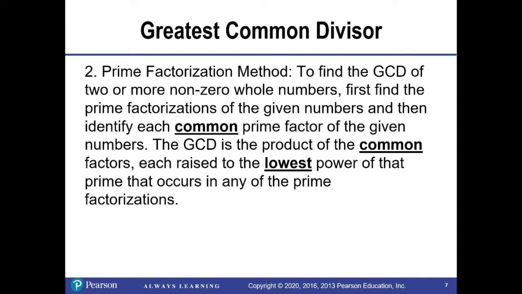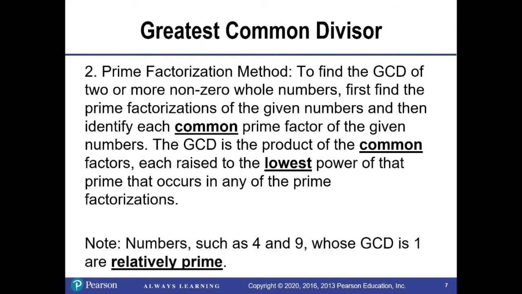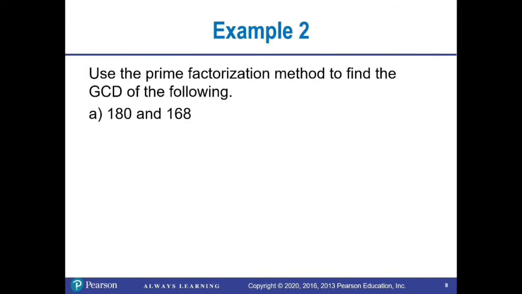And we want to use the lowest of the powers of each common prime. By the way, numbers such as 4 and 9 are not prime numbers, but they are what we call relatively prime because their GCD is 1. Let's look at an example. We want to use the prime factorization method to find the GCD of 180 and 168.